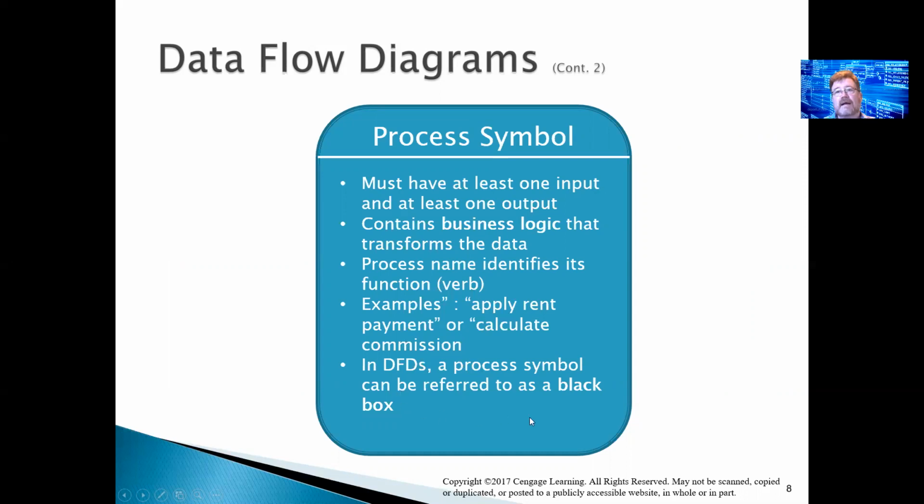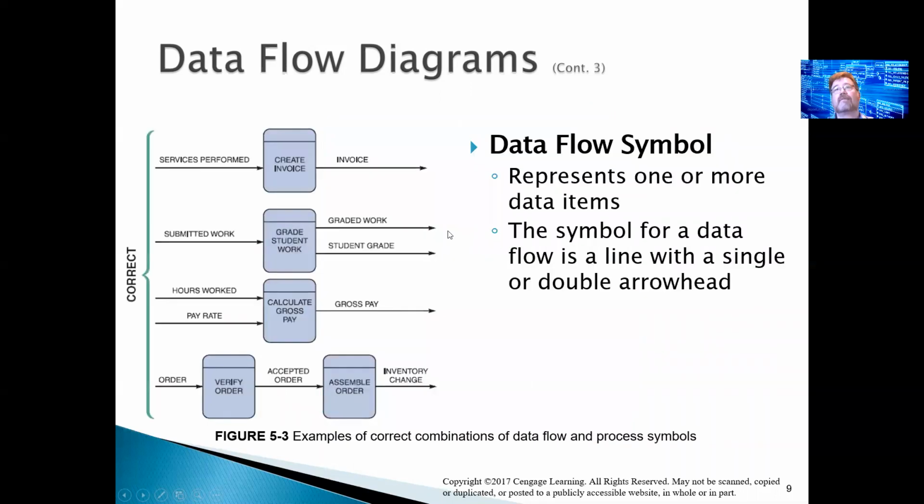All right. I like the idea of this being a black box. Again, we don't know what's going on inside of this at this point. We just know that we need something that applies the rent payment, and that's what this process symbol is. And so here's some examples of processes. I'll talk about this in a minute, but here are some processes.